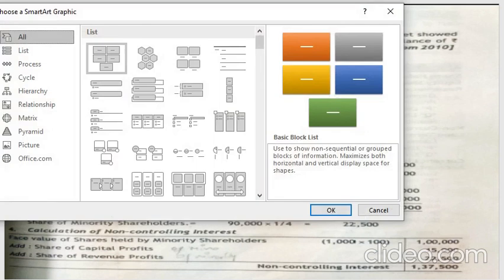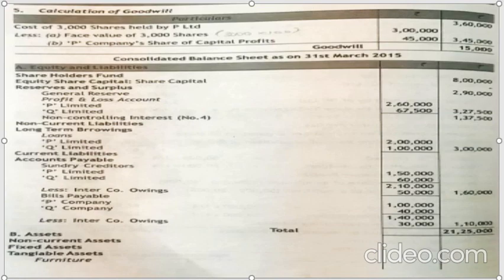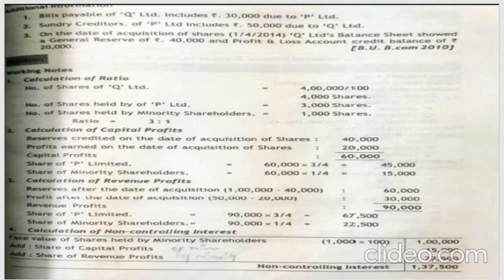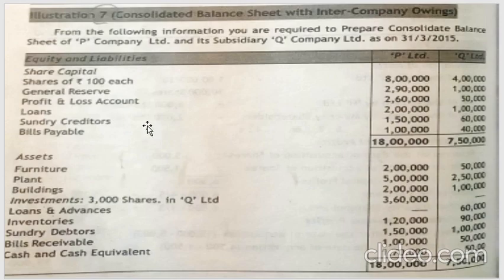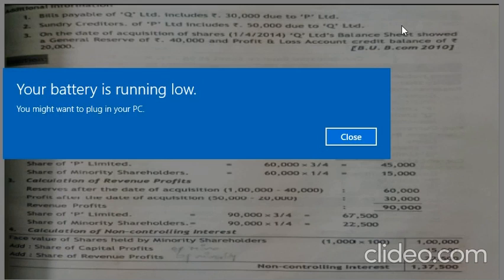This indicates, where in the question they have stated intercompany, what intercompany owings are: where a subsidiary is liable to pay its parent, or the parent is liable to pay its subsidiary. So in the additional information we have, sundry creditors of P Limited include 50,000 due to Q Limited. Your total sundry creditors are 1,50,000 for P and 60,000 for Q. Out of P's 1,50,000, 50,000 has to be paid to Q Limited. Next they have stated one more item, bills receivable.